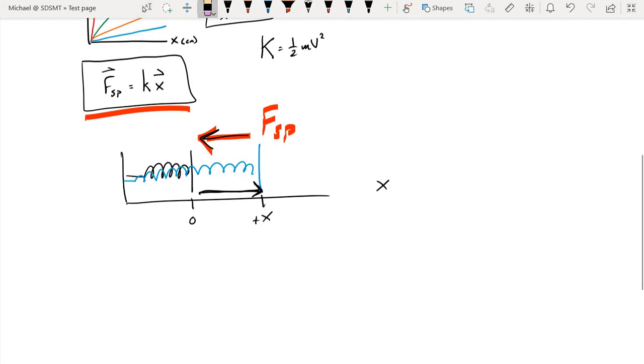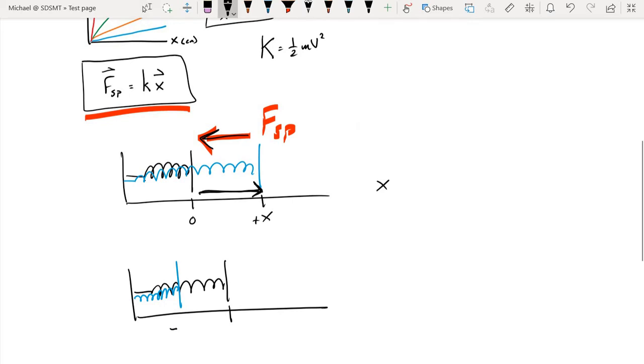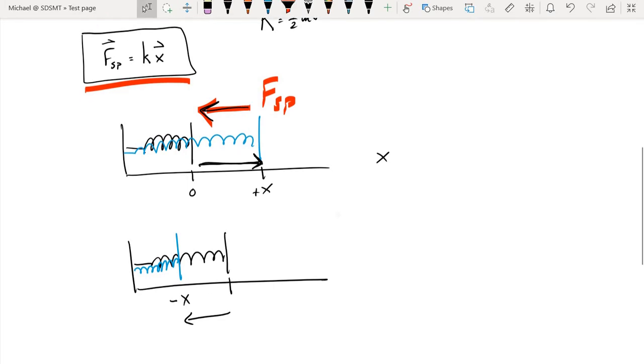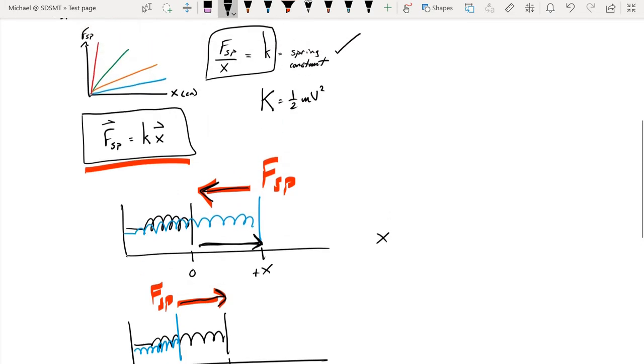If we compare this to a case where the spring is being compressed, let's take our spring at equilibrium, and we will compress it back to a point of negative x. So that requires a displacement in the negative direction. But the spring force is going to point back towards equilibrium. The spring force always wants to point towards the equilibrium position. And again, we run into a situation where the spring force is pointing in a direction that is opposite of the displacement. So how do we fix that?